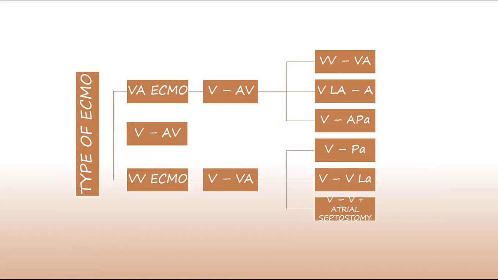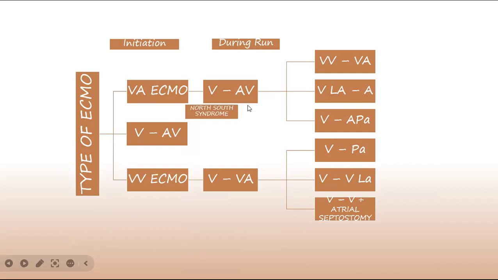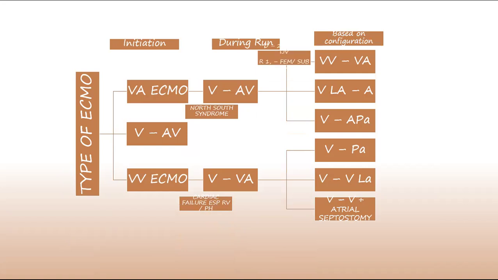So this is the last slide of the presentation here. You have basically two ECMOs, VA ECMO and VV ECMO, and a hybrid ECMO, VAV ECMO. During the initiation phase, these are the various modalities which we generally have. And then during the run phase, you can convert a VA to VAV or VV to VVA, whatever might be the thing. So let us see the whole summary of the presentation by this point of time.